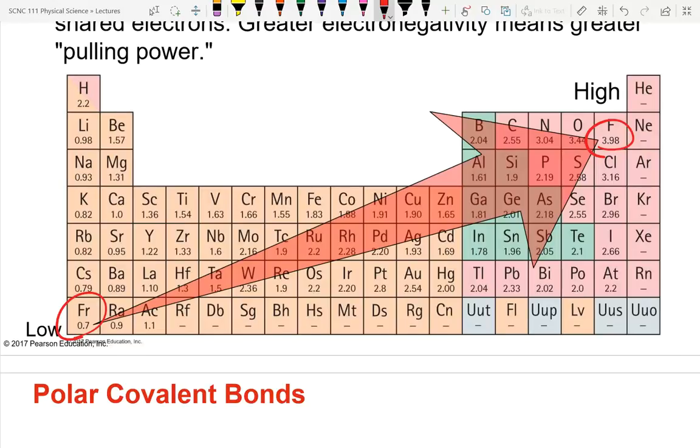And you see that general trend. Up and to the right is strong electronegativity. Down to the left is low electronegativity. And the difference in electronegativity between the atoms tells us if it's a covalent bond or a polar covalent bond, or if it's going to be an ionic bond.